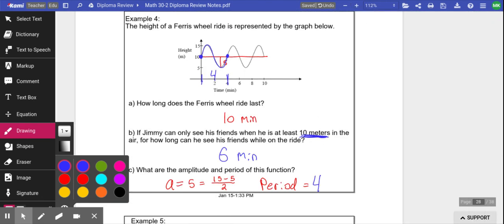It's almost like a guarantee you get some sort of real life context sinusoidal question. We're going to do a couple more on Tuesday.